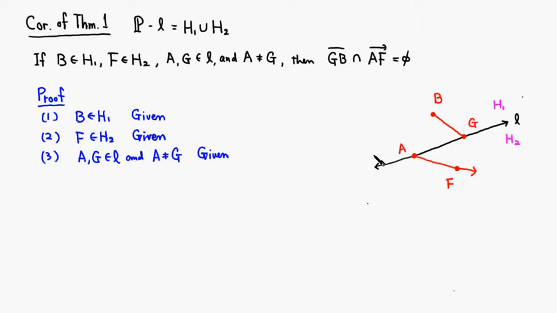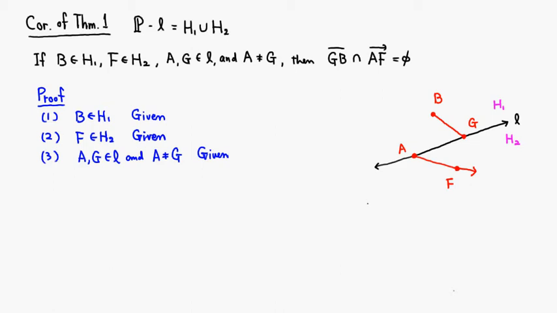A and G are on the borderline, and A and G are separate, distinct points. Then segment GB and ray AF have no points in common. Right? So let's prove that.